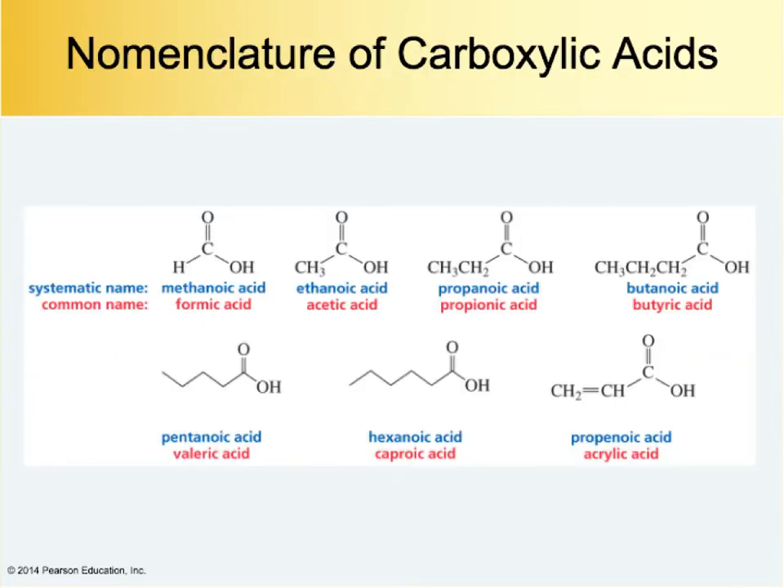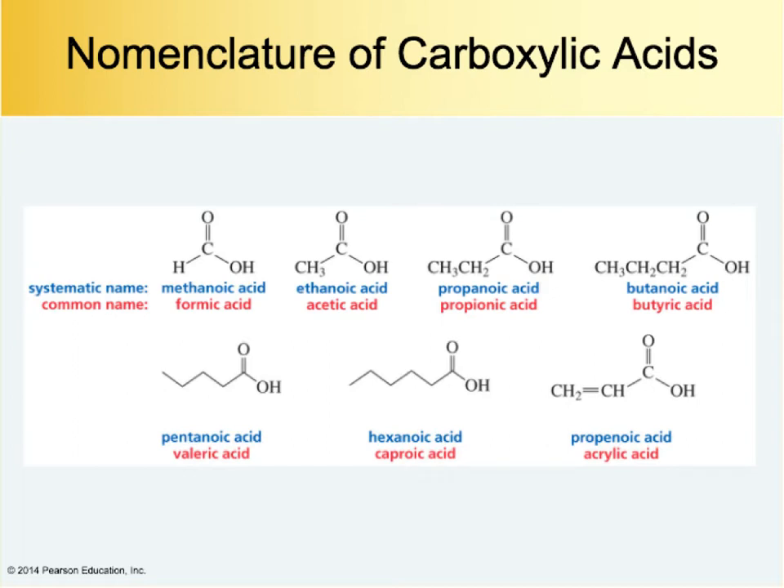Some basic nomenclature for carboxylic acids. Up top, you have the systematic name and the common name. The systematic name is the IUPAC name, which actually makes sense. Common names are things that are just known. So basically, it's back to methyl, ethyl, propyl, butane. So methanoic acid, because there's 1 carbon involved. Ethanoic acid has 2 carbons involved. Propanoic, 1, 2, 3 carbons involved, and butanoic again.